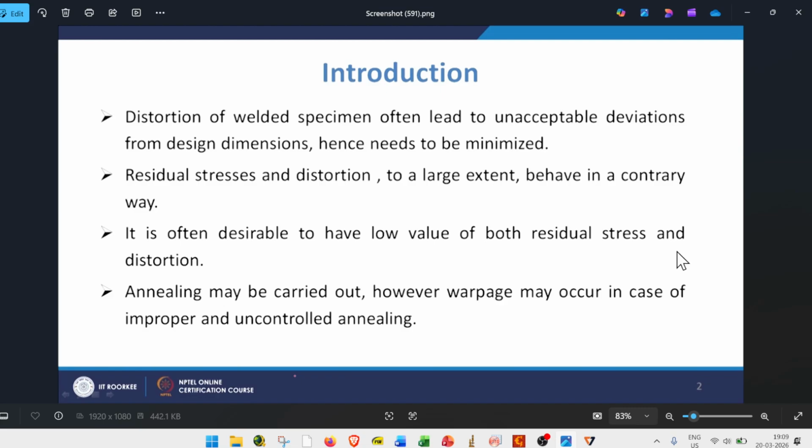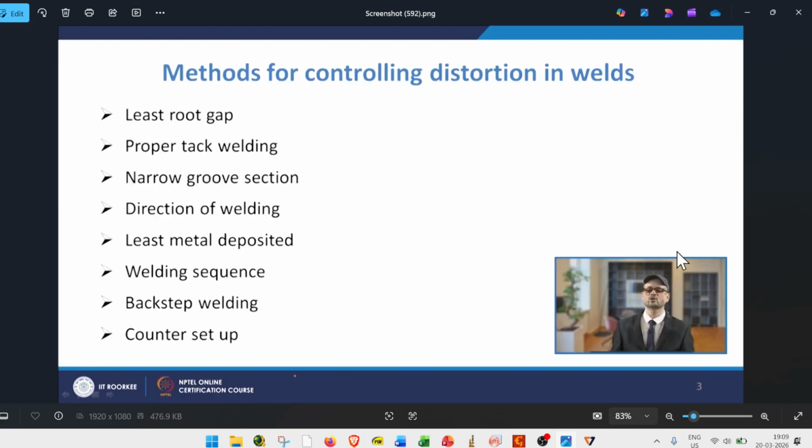So annealing may be carried out, however, warping may occur in case of improper or uncontrolled annealing. Okay, so we have to use the proper parameters. So what are the methods we can use to control the distortion in welding? The first one is the least root gap method. So we have to provide the least amount of gap at the root section.